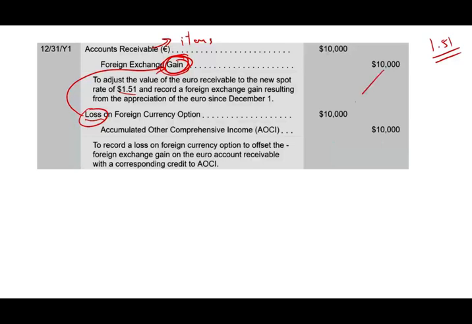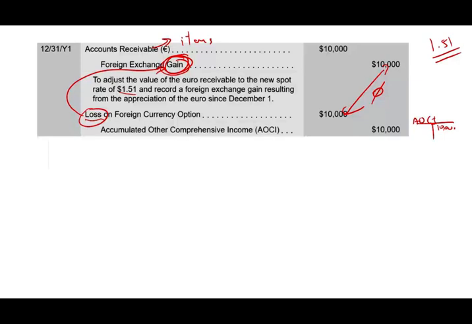So notice those two on the income statement, the net effect is zero. They cancel each other out. And this is the purpose of the hedge: whatever gain you have on the option, you would lose on the hedged item. Whatever gain you have on the hedged item, you would lose in the option. Then you will credit accumulated other comprehensive income, and I suggest you keep track of this account, AOCI. Now you have in there $10,000.